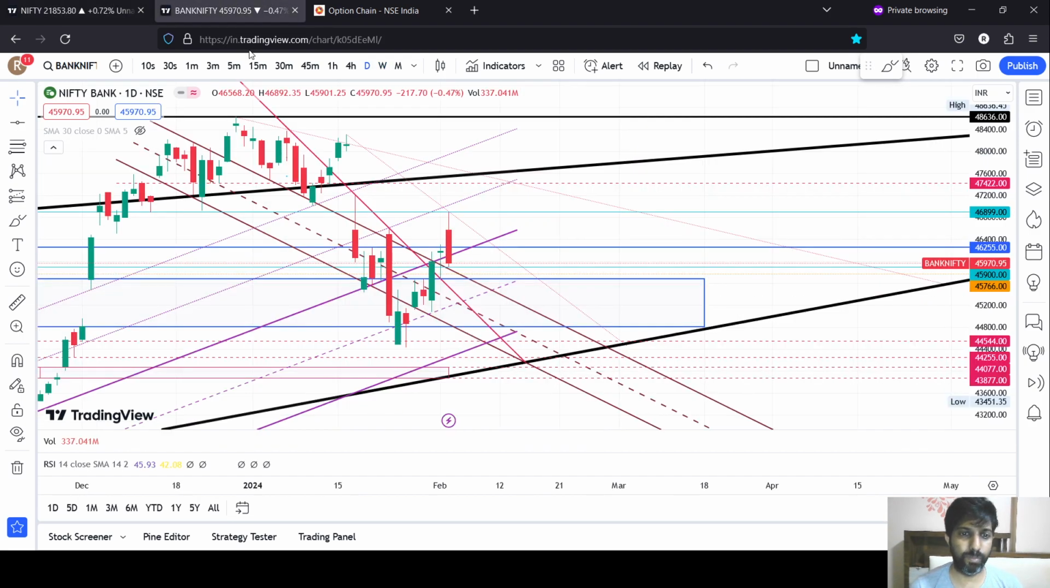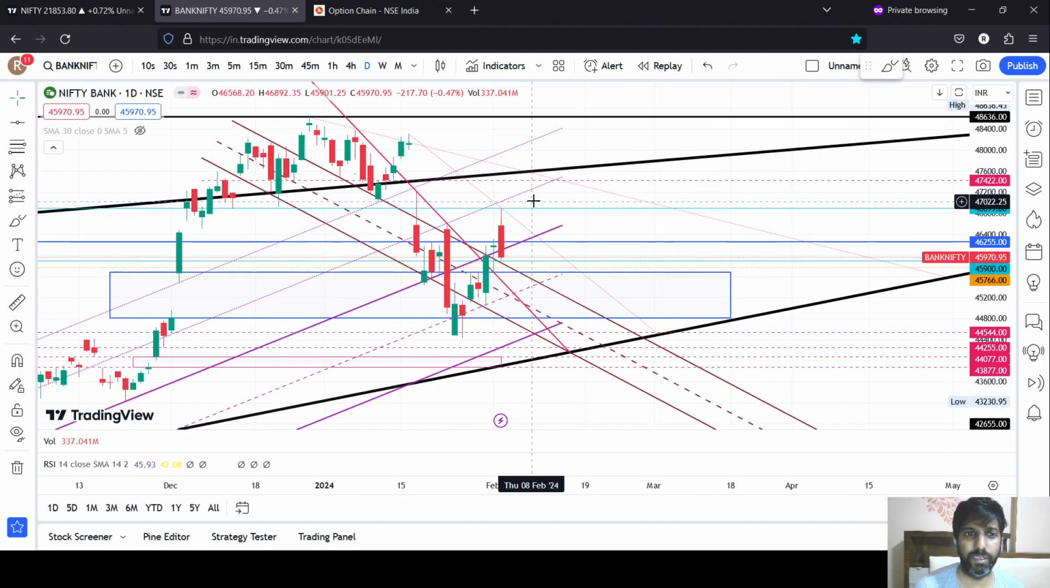Let's go to Bank Nifty. Bank Nifty, as I've been saying, is the weaker of the two, and the daily chart clearly suggests that the candle formed on 2nd of February is more of a bearish candle, and we can see the price rejection at the top. The market opened with a gap up, and there was selling pressure at the higher prices, and then the price closed much lower than where it opened.